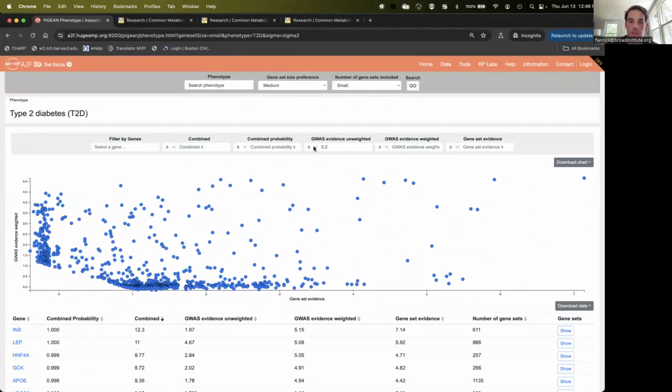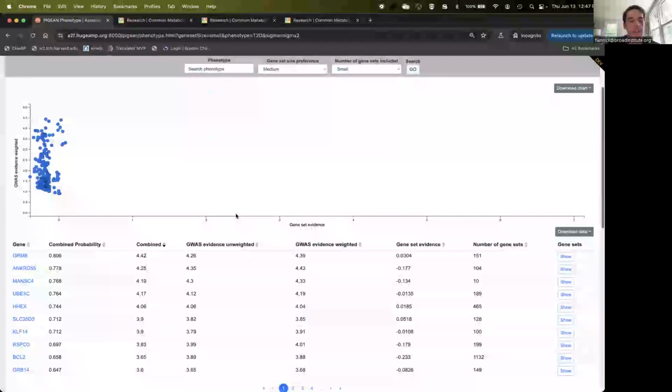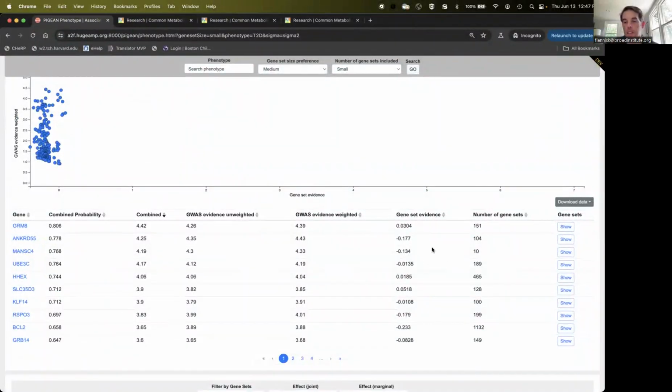What I meant to do was to actually filter on the gene set evidence to be very small. So if we set that to be small, these will be genes that don't have any gene set evidence, but have very strong evidence of association. So these are your novel genes that not much is known about.